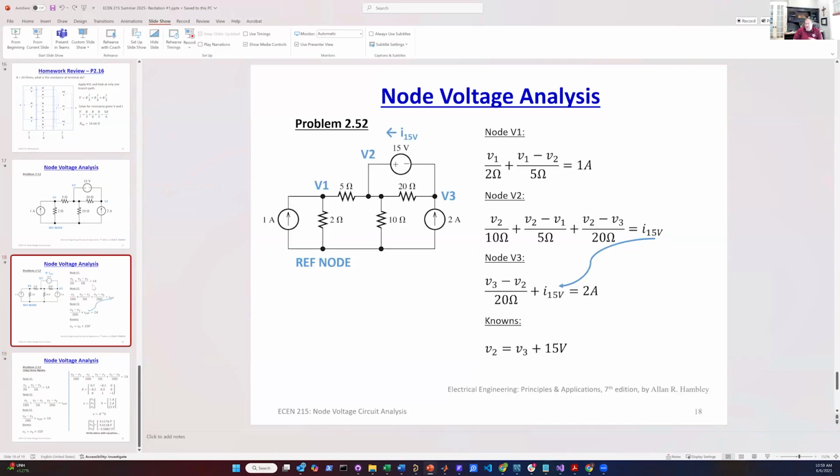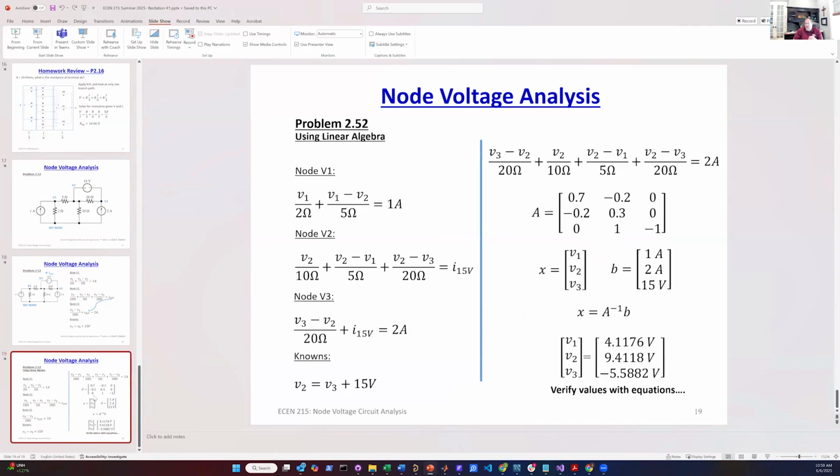Now you can go through and solve this algebraically. And I think in my lecture notes I did that. But this is not how I solve that. I instead do this, and I solve it using linear algebra. We come up with a matrix A. I think I reduced things a little bit because of the relationships, and solve for V1, V2, V3, and we end up with a set of equations.